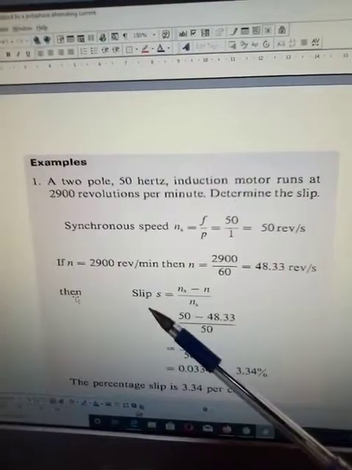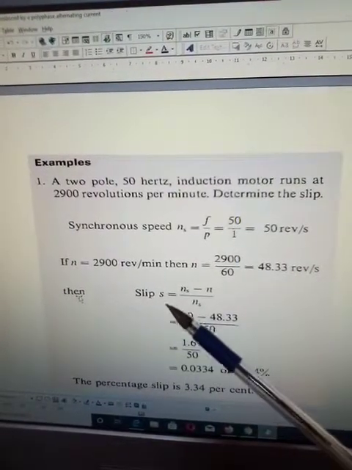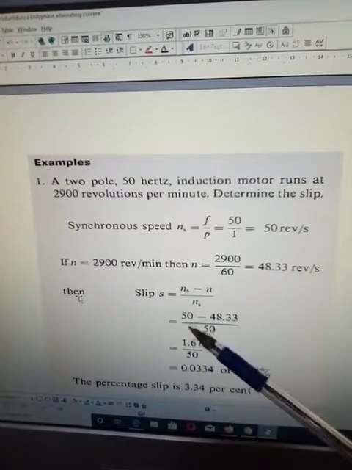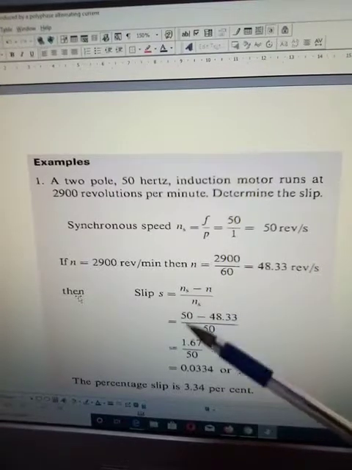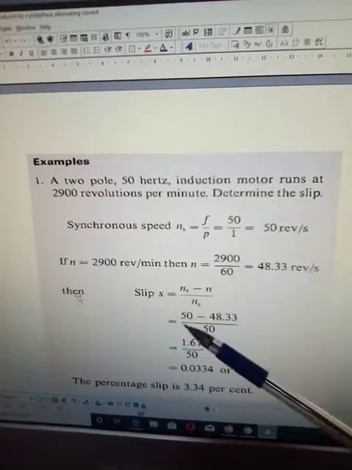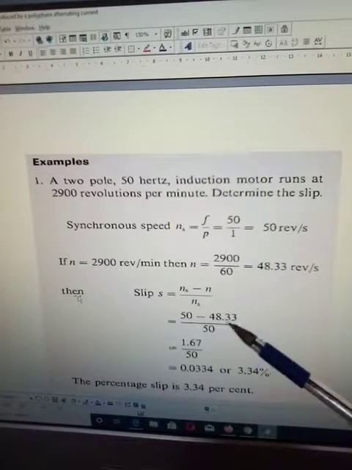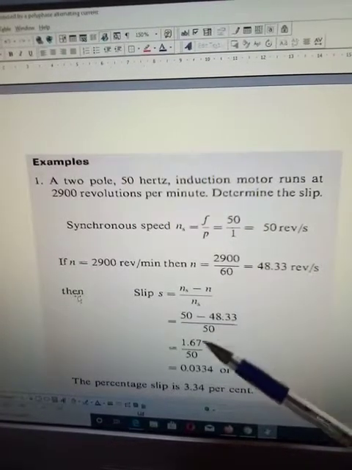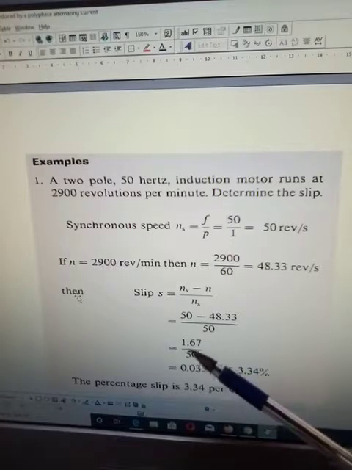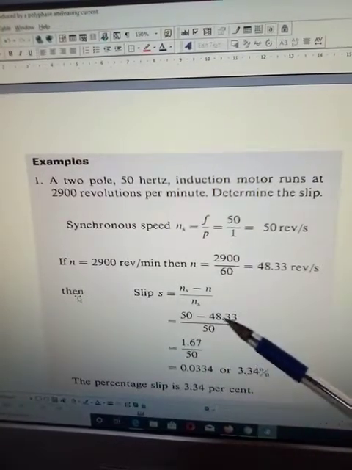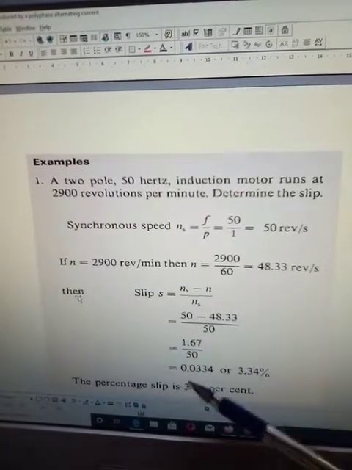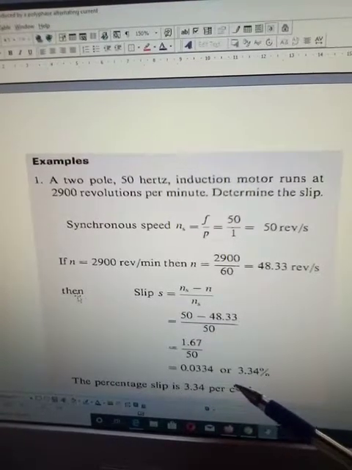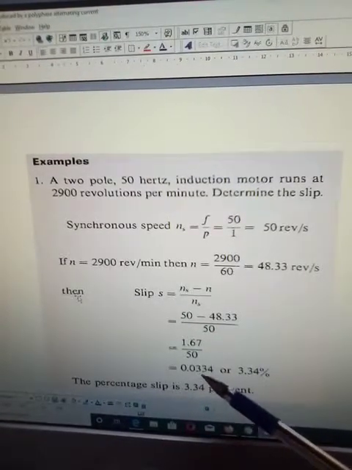So here then slip is S equals ns minus n over ns. And here you have your values, because you have your ns from here, which is now represented by this value here. Okay? And you can see where your 48.3 comes from here to here. And you divide that by 50. And when you do that, this is the next stage you will arrive at. So you will then divide that by 50. That will give you the percentage slip. You simply times, yes.